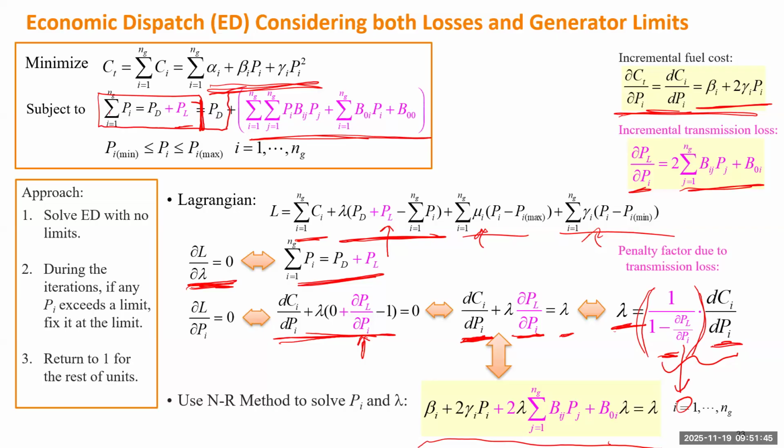The first step is to solve economic dispatch with no limit. But here, economic dispatch means you need to solve all such equations for economic dispatch. And during the iteration, if any generator reaches the limit, you just fix the value at the limit. Then it returns to step 1. So just iterate until you find the answer.